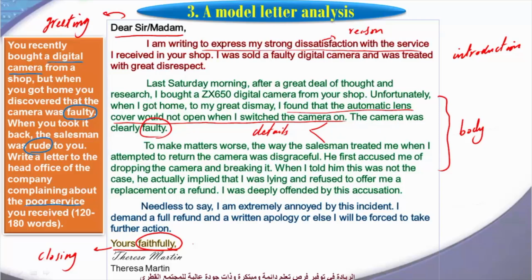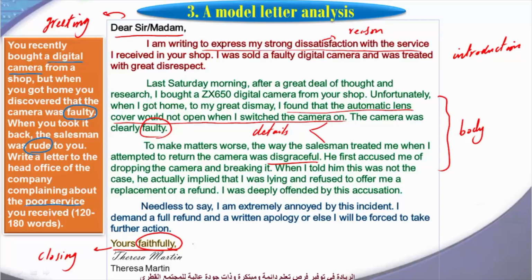He bought something from the shop and he discovered later on that it was faulty. It doesn't work. It was damaged or something like that. Next, he starts to talk about the second complaint. "To make matters worse, the way the salesman treated me when I attempted to return the camera was disgraceful."